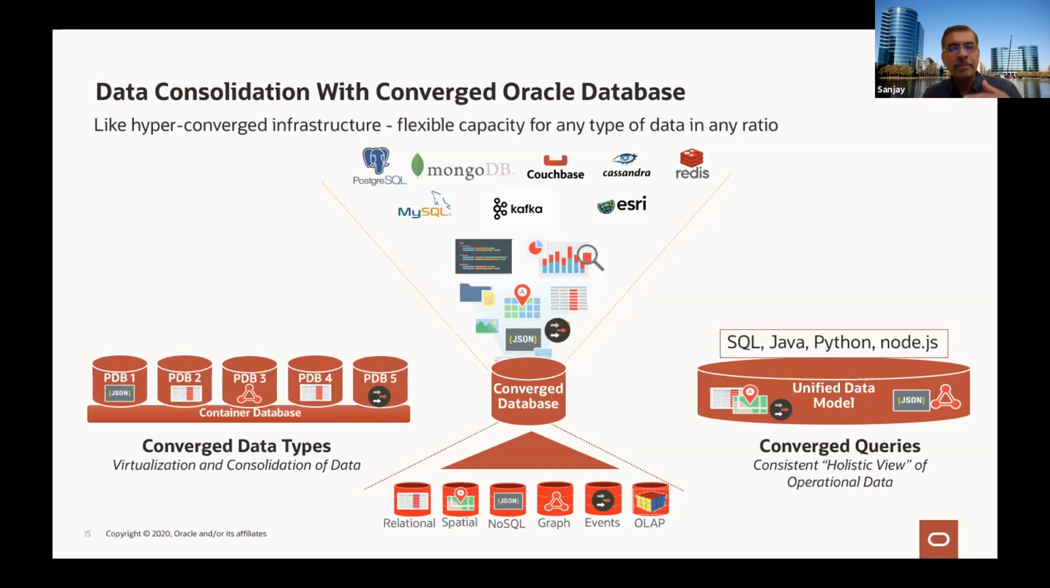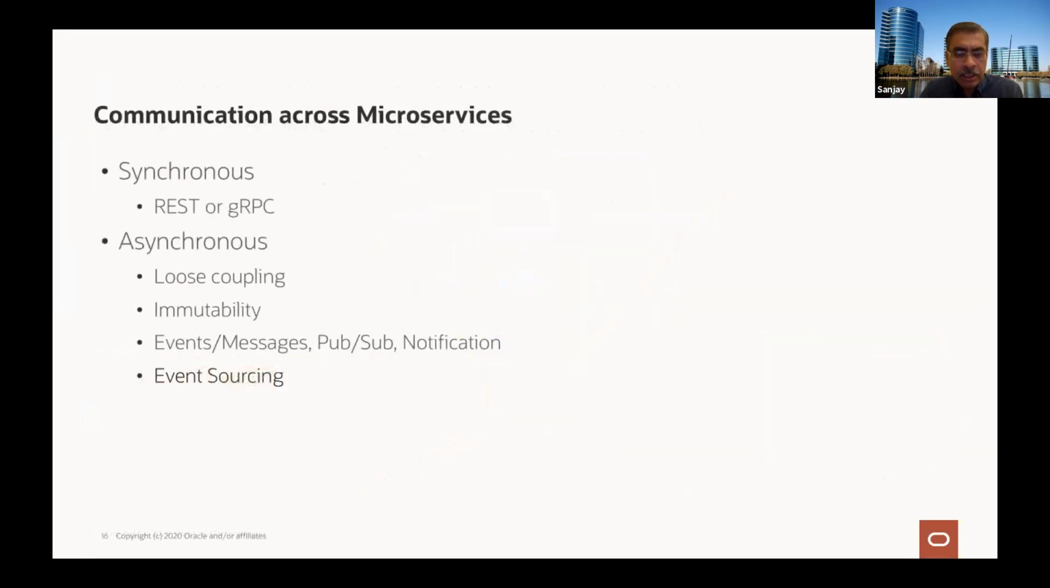And of course, you can program it with SQL, PL/SQL, Java, Python, Node.js, with APIs that are being used in the data tier. So, communication across microservices. We talked about bounded context, and this second thing is loose coupling in the definition of microservices, right? So when they're loosely coupled, they also need to talk to each other, right?